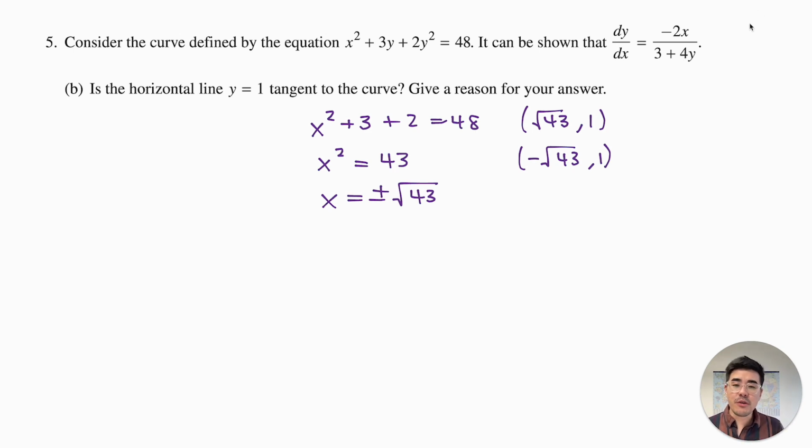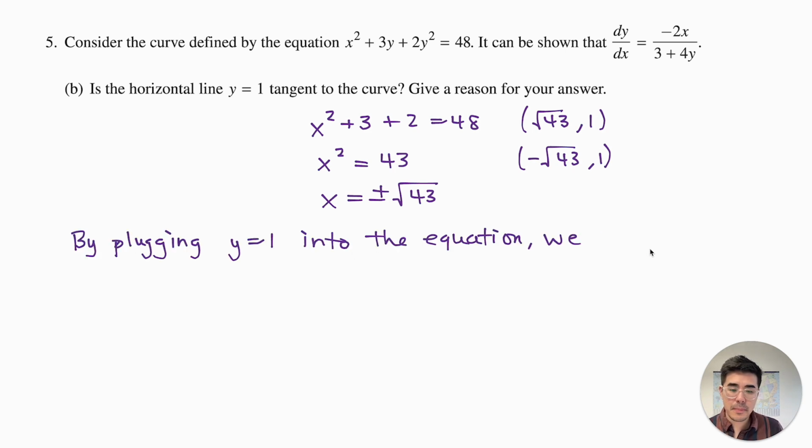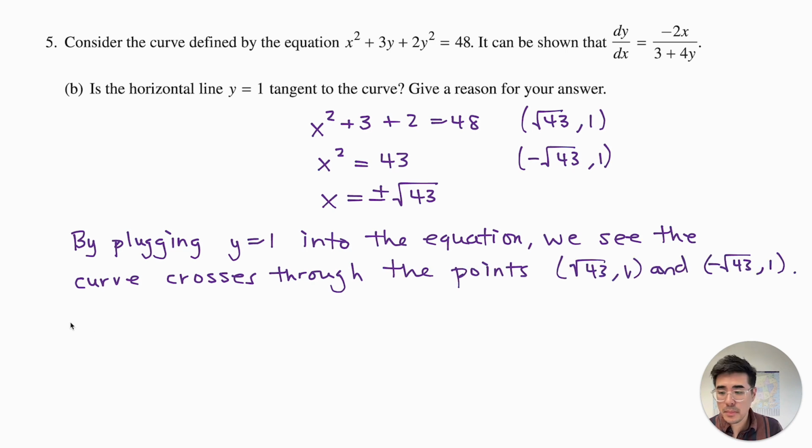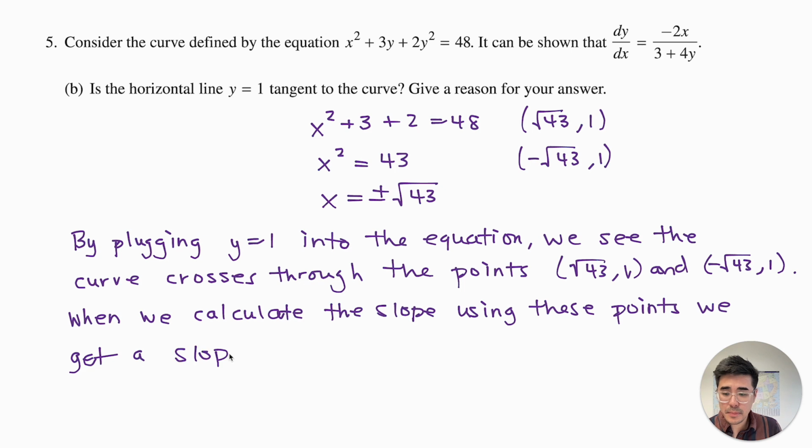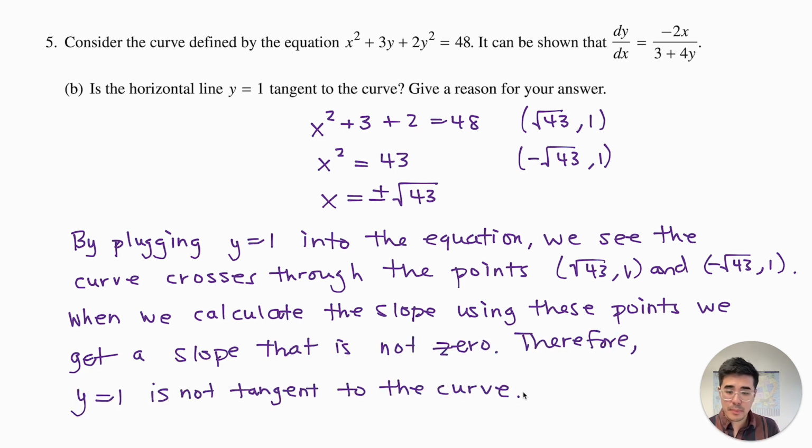So let's write a full response for this version of the question. By plugging y equals 1 into the equation, we see the curve crosses through the points (root 43, 1) and (negative root 43, 1). When we calculate the slope using these points, we get a slope that is not 0. Therefore, y equals 1 is not tangent to the curve.